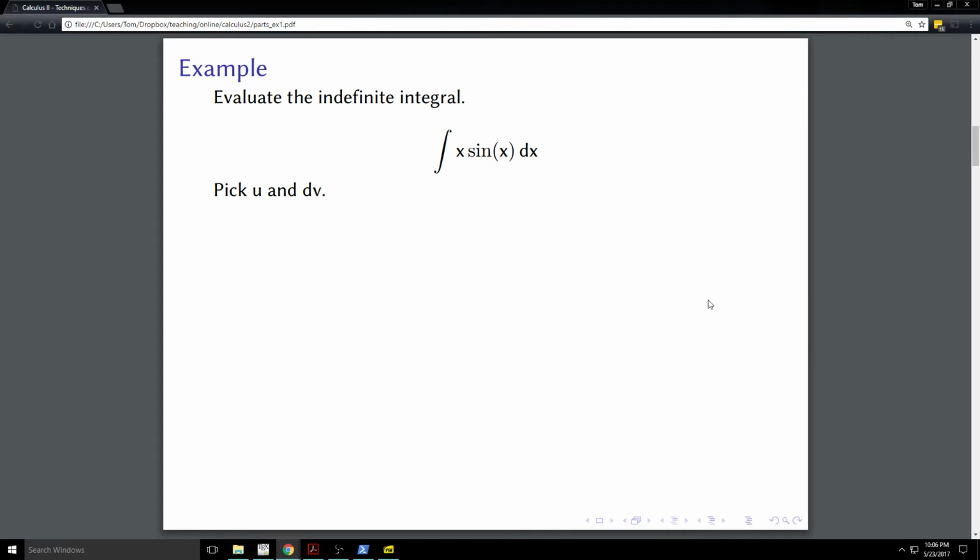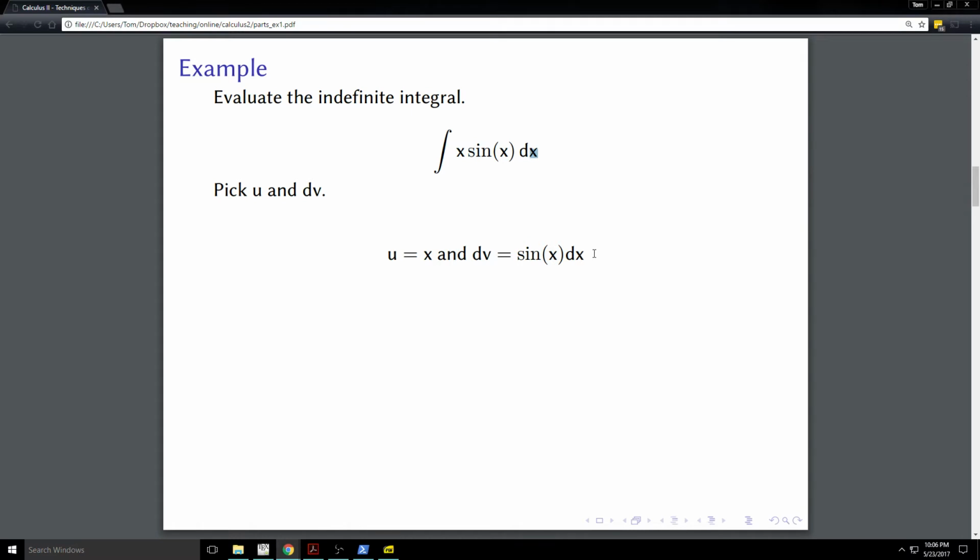If you remember in the previous video, we talked about the LIAT guidelines for picking u. Here we have x, which is just an algebraic function, a power function, and here we have sine x, which is a trigonometric function. So the algebraic functions in LIAT come before the trigonometric ones. So we would pick u to be x, and that pretty much forces dv to be sine x dx.